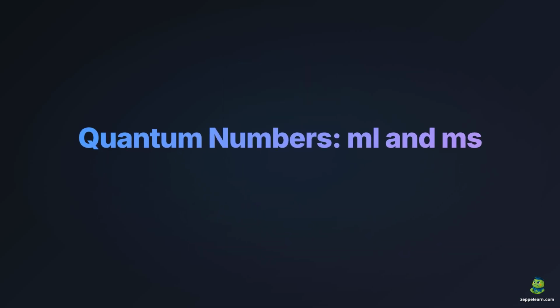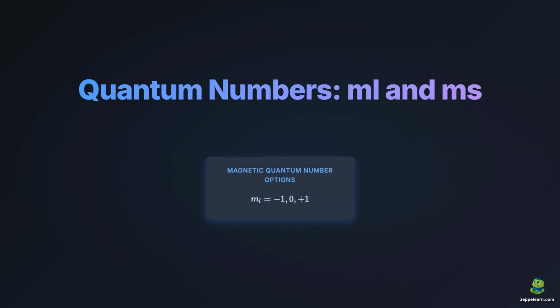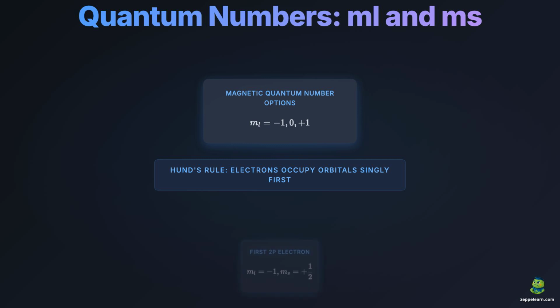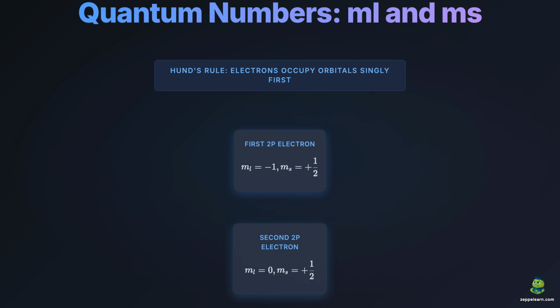Now for the magnetic and spin quantum numbers, which differ between the two 2p electrons. For L equals 1, the magnetic quantum number ML can be -1, 0, or +1, representing 3 different p orbital orientations. According to Hund's rule, electrons occupy orbitals singly before pairing up, so carbon's 2p electrons go in different orbitals. The first 2p electron has ML equals -1 and Ms equals +1/2. The second 2p electron has ML equals 0 and Ms equals +1/2.